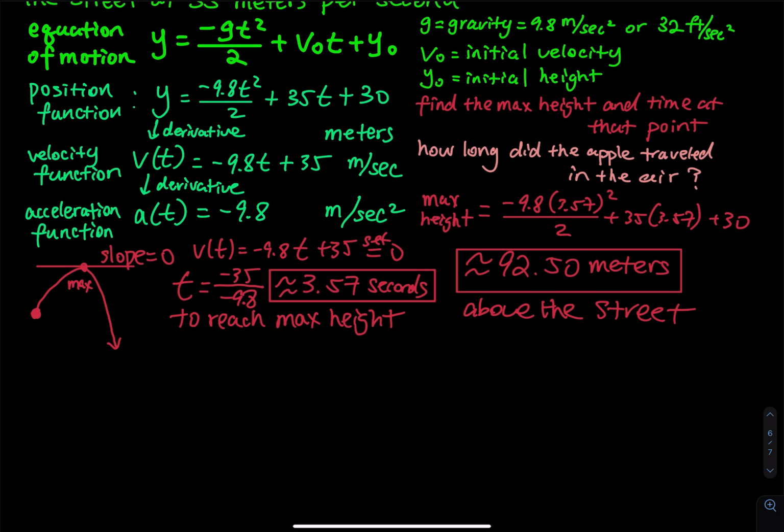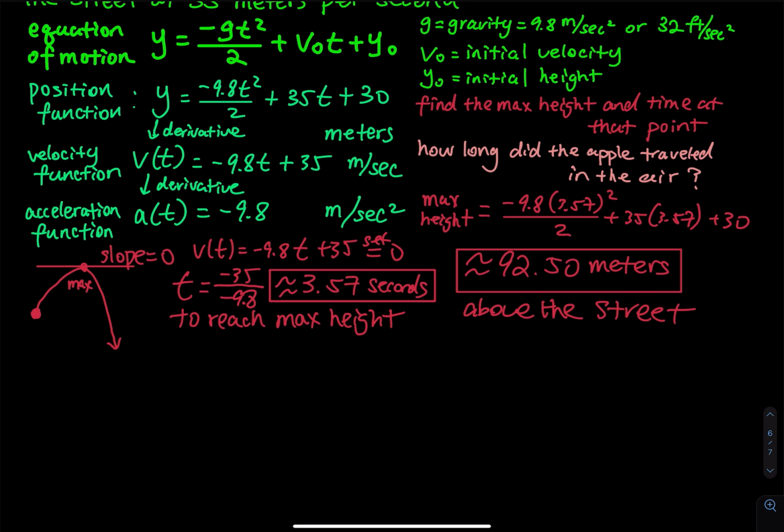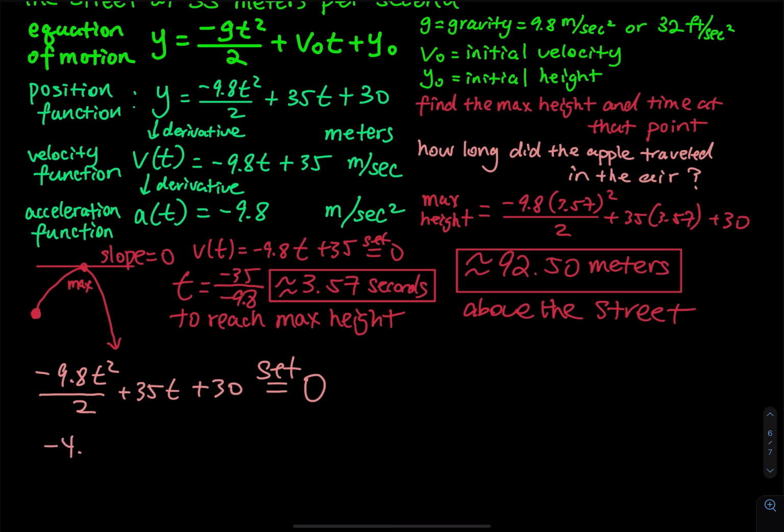Then you will have to set the position function equal to 0, and then solve for t. All right, let's do that. So we set the position function, negative 9.8 t squared divided by 2 plus 35t, and then plus 30. This is the position function when the apple is on the street, that is 0 meters above the street. And then let's do the divided by 2. So this is negative 4.9 t squared plus 35t plus 30 equals 0.